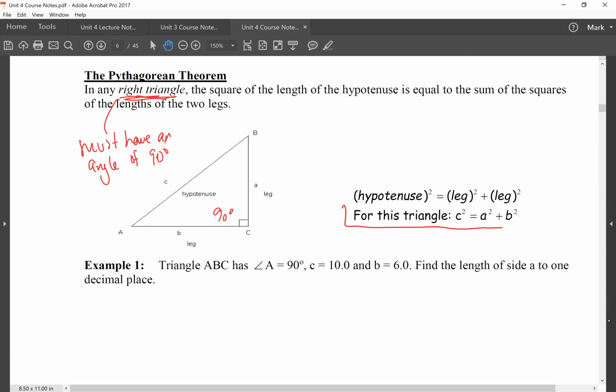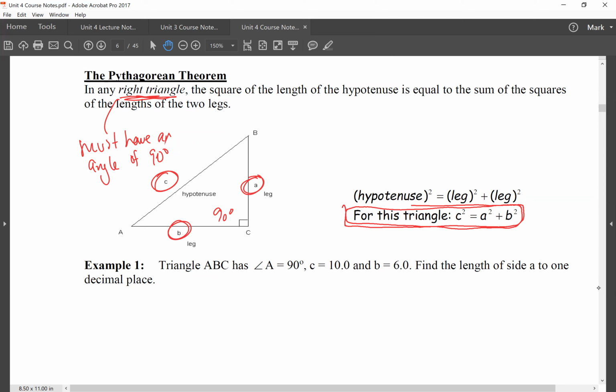Make sure you know this. Okay, very, very, very important. C squared equals A squared plus B squared. So what this formula means is C squared will equal the sum of A squared and B squared. I said square root, sorry.